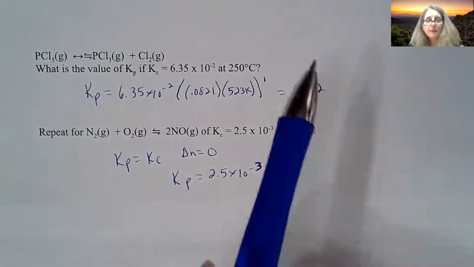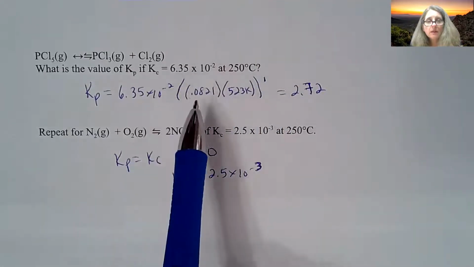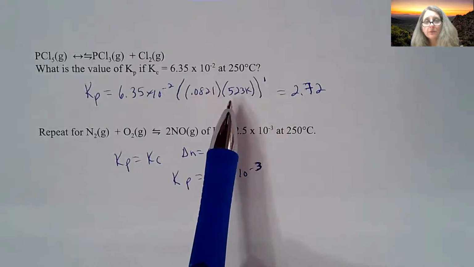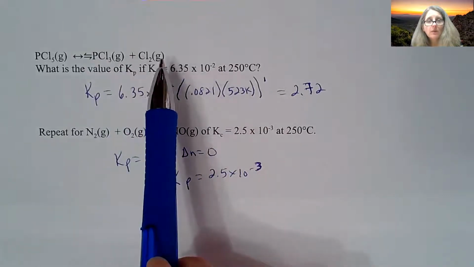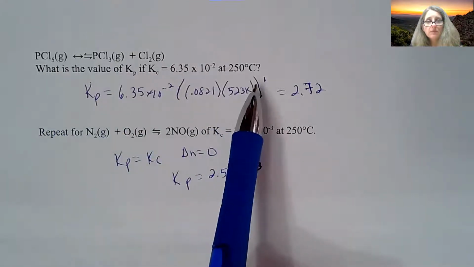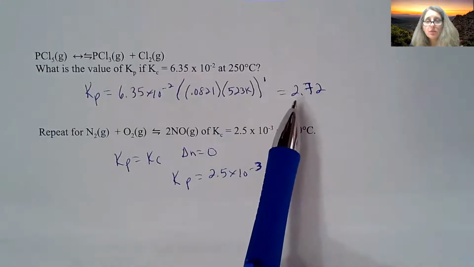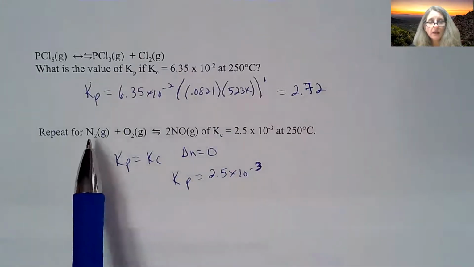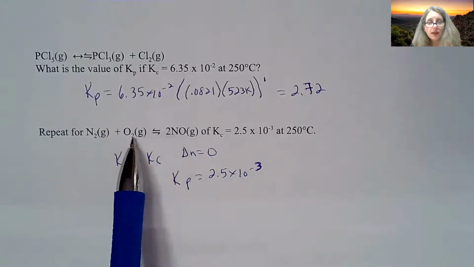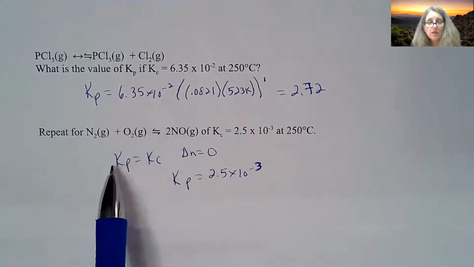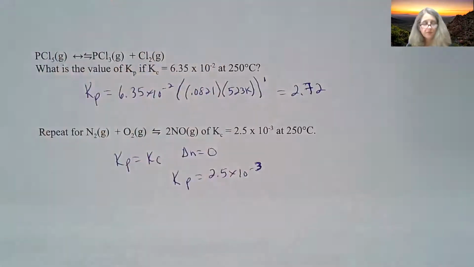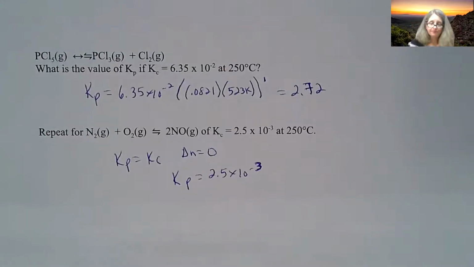For the first problem, you took the Kc and multiplied it by RT, and remember your temperature needs to be in Kelvin, so hopefully you didn't make that mistake. I have 2 moles on the product side minus the reactant, which is 1, so that's brought to the power 1, so you should end up with 2.72. The second equation has the same number of moles on both sides. I have 2 moles of gas over here, 2 moles of gas here, so the Kp is equal to the Kc.